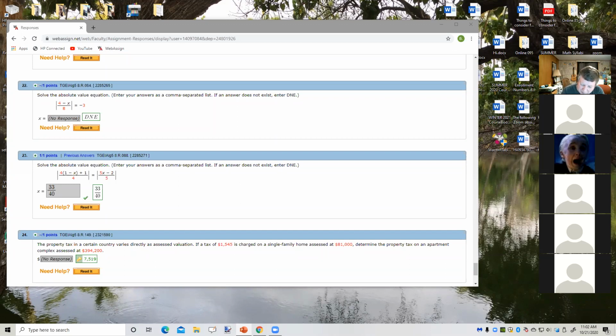Can an absolute value equal a negative number? No. So is there an answer? No. Right. So basically, we could go through and find it and check it and see that it doesn't work. But based on what they're asking, you would put DNE, does not exist. All right with that?